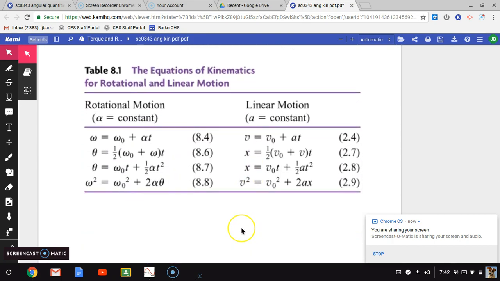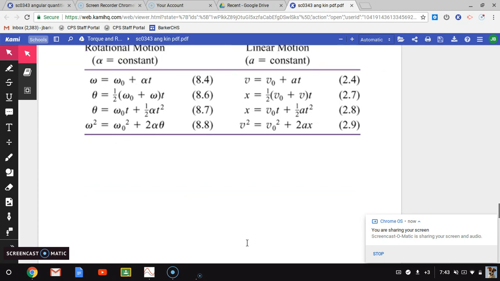Here we have another graphic for you that just shows the sets of the equations and how they compare. We can see they are of the same form, just using the different quantities.